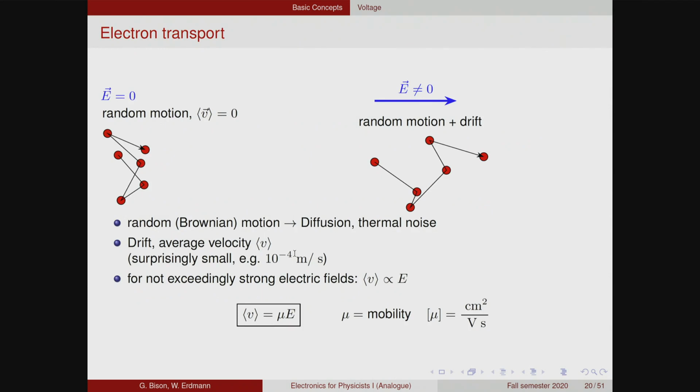Okay, let's talk about how electrons move in a conductor. So at 0 electric field, electrons simply move because the temperature is not 0. There's a small thermal excitation, and they do a random motion through the conductor, random Brownian motion, and this gives rise to thermal noise. If we now enable an electric field in some direction, then in addition to this Brownian random motion, we get a drift.